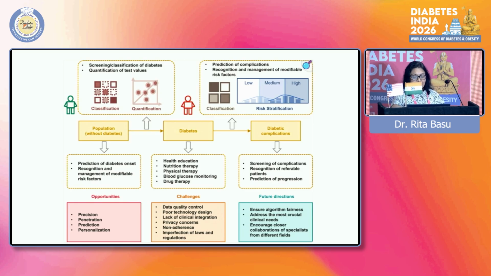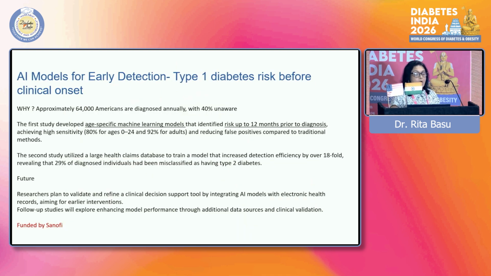So we have opportunities, we have challenges, and we have future directions. Let's talk about them one by one. What are the opportunities? What are the ways to do AI? The AI models for early detection of type 1 diabetes risk before clinical onset. Why do we need this? Because in my country, where I have lived for 30 plus years, approximately 64,000 Americans are diagnosed annually, with 40% of them unaware. This is only type 1 I'm talking about, not type 2.